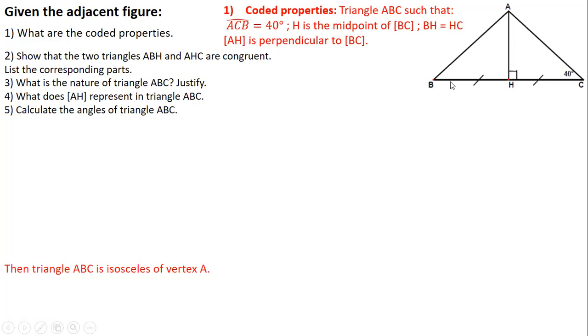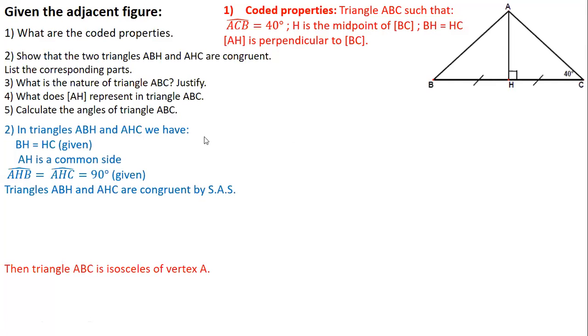What about angle BHA and AHC? What about this angle and this angle? Are they equal? Yes. Equal to what? To 90 degrees. Yes, 90 by given. So this is what we should write, and this is the ending sentence: the two triangles are congruent by SAS.